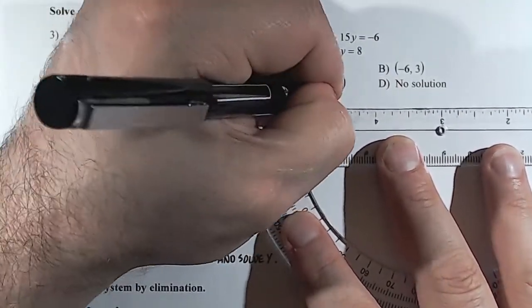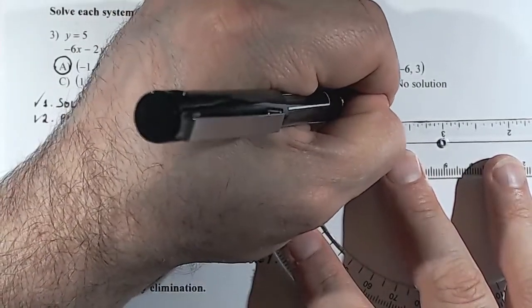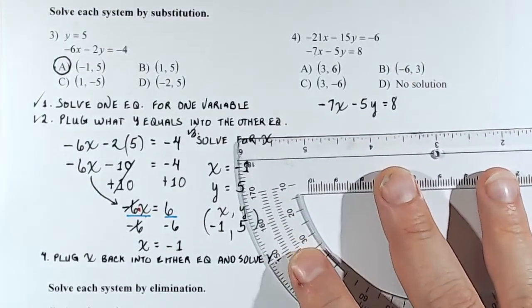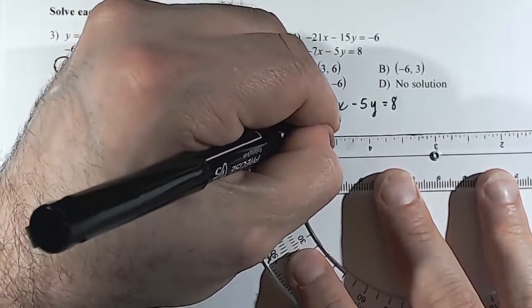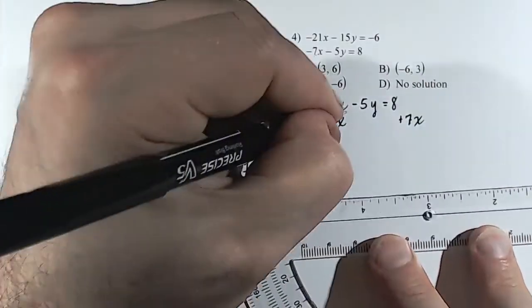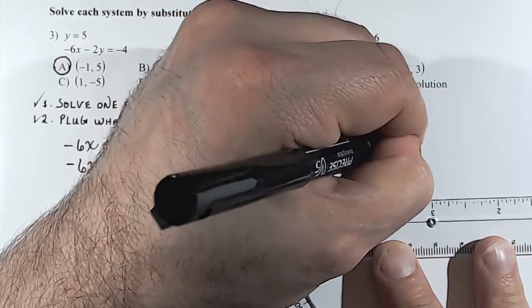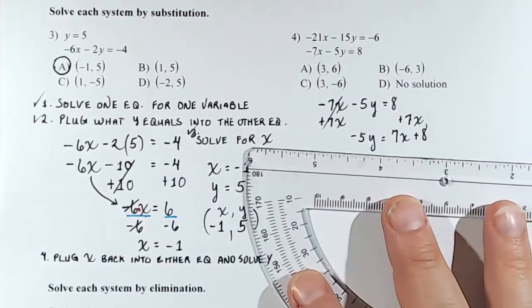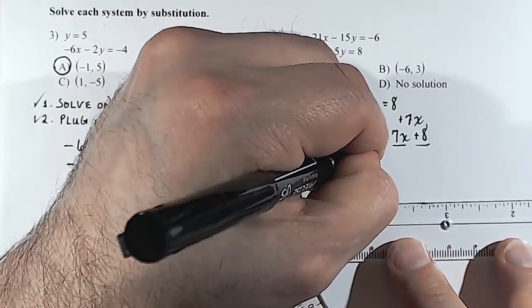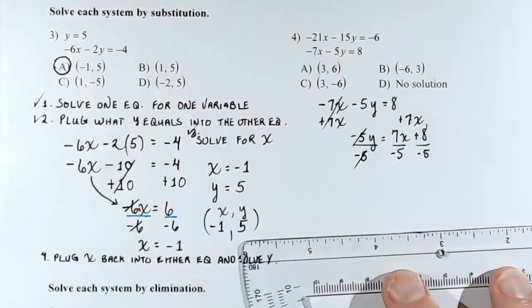Okay, so that's what I'm doing here, -7x minus 5y equals 8. All right, so I'm going to add 7x to both sides. Remember, I'm solving for y. And I have negative 5y equals 7x plus 8. And now I'll go and divide each term by negative 5. Cancel those negative 5s out.